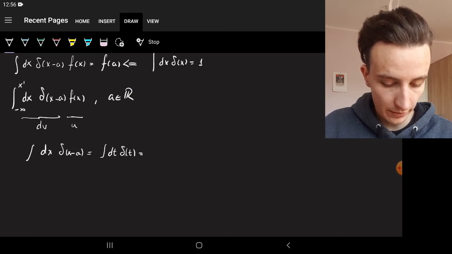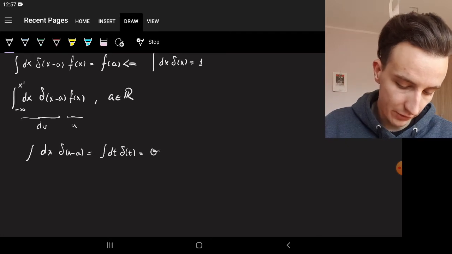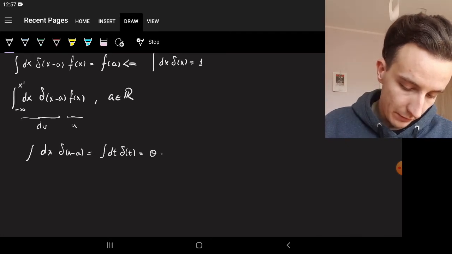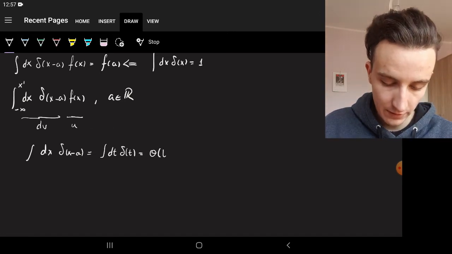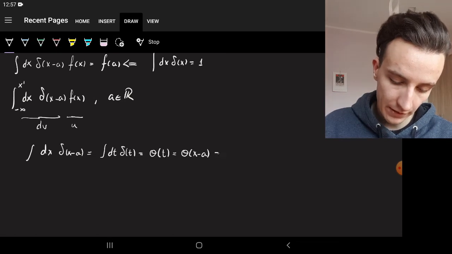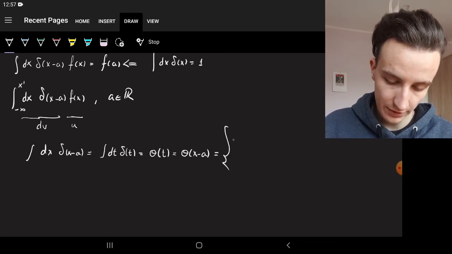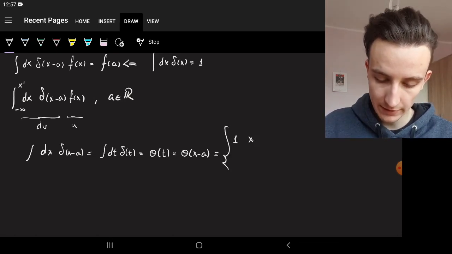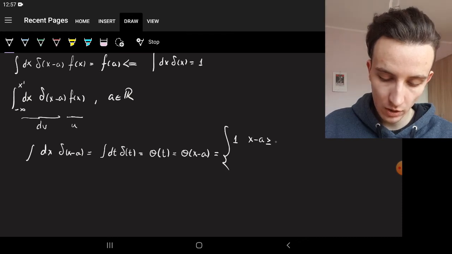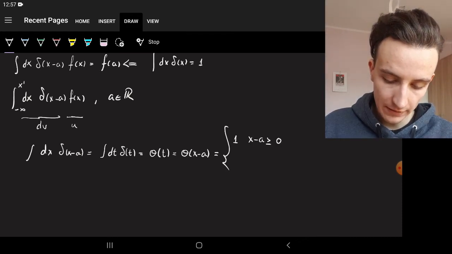No, it's not equal to 1. It's equal to the Heaviside function. So let me just tell you why. It's equal to the Heaviside function of t, which is the Heaviside function of x minus a. Now the Heaviside function is 1 when x minus a is greater than or equal to 0, and 0 when x minus a is less than 0.